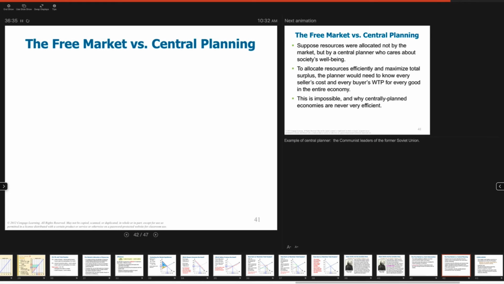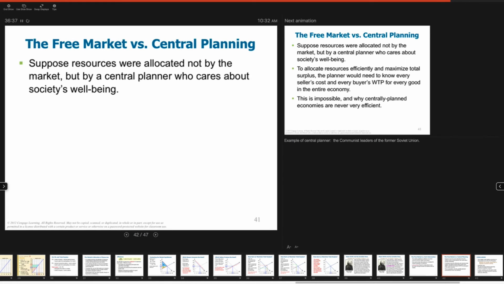Okay, free market versus central planning. Suppose resources are allocated not by the market, but by a central planner who is concerned about society's well-being. So we're not going to let the businesses and the consumers decide what they want to produce and what they want to consume. We're going to tell them what is going to be provided because it's better for them. So guess what? No more ice cream, no more soda, no more of those fatty goods that are giving you all the diabetes and the cancer.